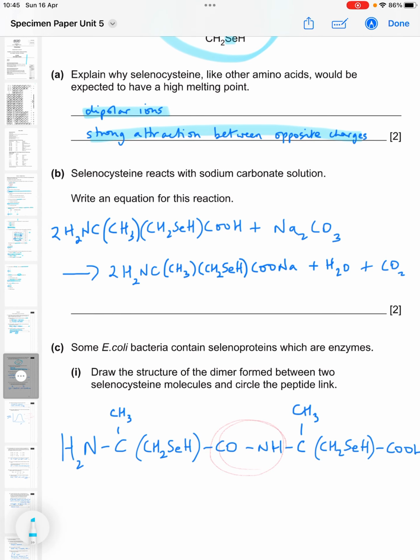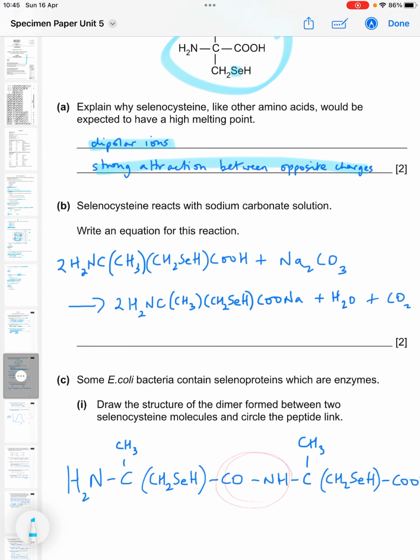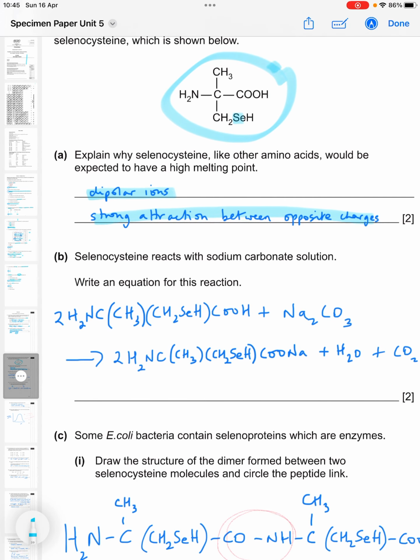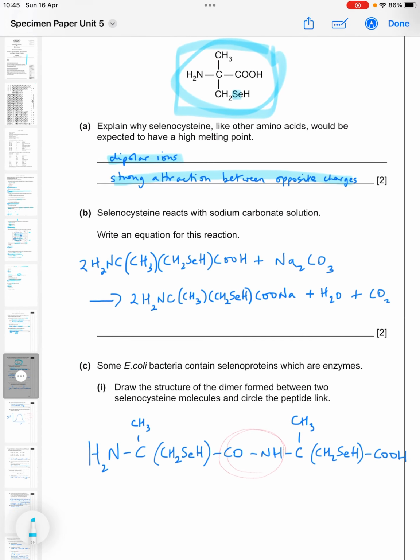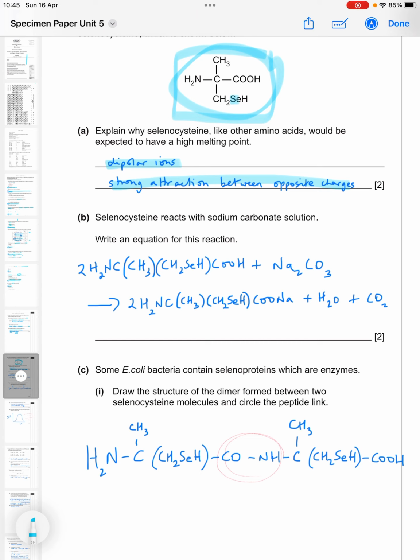Then selenocysteine reacts with sodium carbonate solution. Write an equation for this reaction. So what you need to do is work out how to write the formula for the selenocysteine. What I've done is I have my H2N and then a carbon with a CH3 and a CH2SeH.